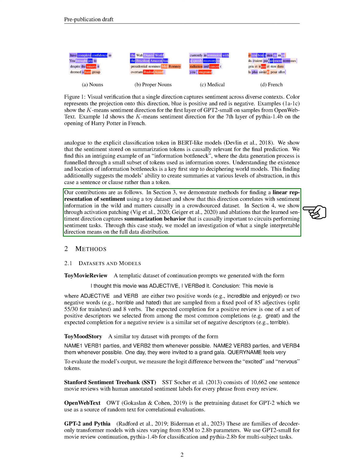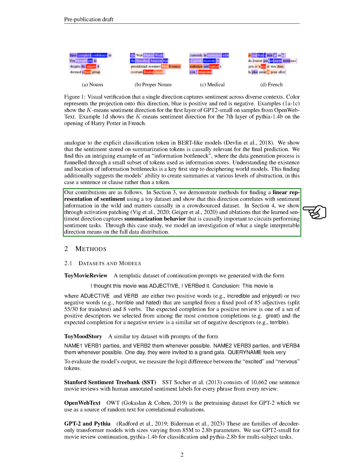In the first section, we demonstrate methods for finding a linear representation of sentiment using a simple dataset. We show that this direction correlates with sentiment information in real-world data and matters causally in a crowdsourced dataset. In the second section, we show that the learned sentiment direction captures summarization behavior that is causally important to circuits performing sentiment tasks. We use this case study to model an investigation of what a single interpretable direction means on the full data distribution. We've used several datasets and models in our study.